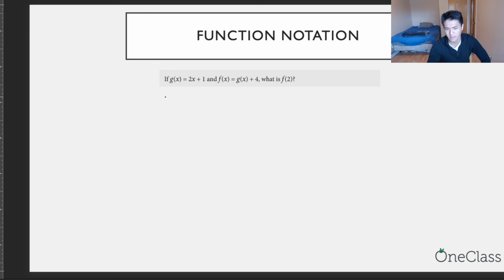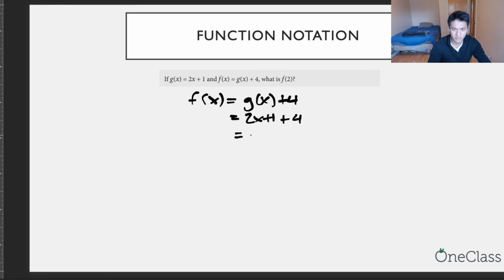So we can do this several ways. The first way is to composite this function so that we get a single function. If we know that we want f of x to be our overall function, then we can just substitute 2x plus 1 into the f of x equation. So f of x starts with g of x plus 4. We can substitute 2x plus 1 in for g of x. We get 2x plus 1 plus 4, which is 2x plus 5.